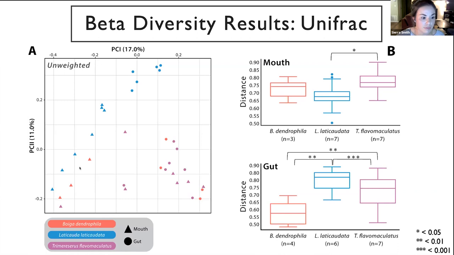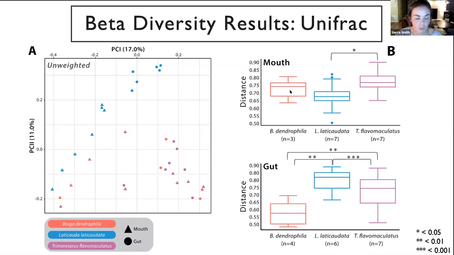You can see here that the mouth samples are indicated by the triangles and the circles are the gut samples. The Boyga mouth samples seem to cluster more closely with the Laticata mouth samples. And then the Boyga and the Trimeriseris gut samples seem to cluster a little bit closer over here.